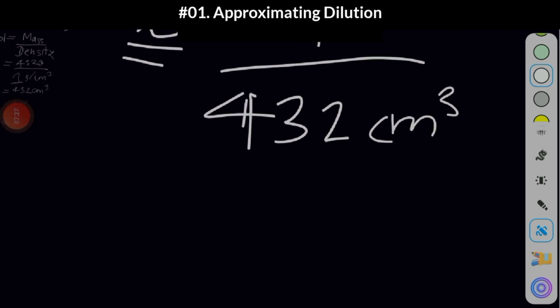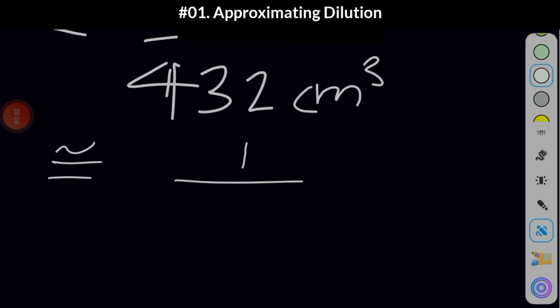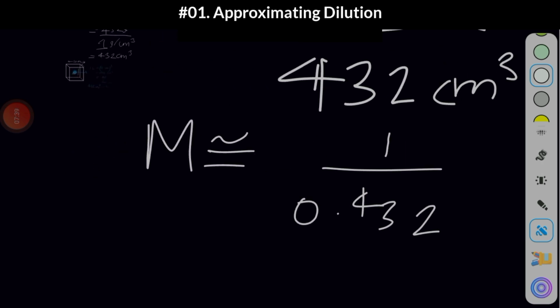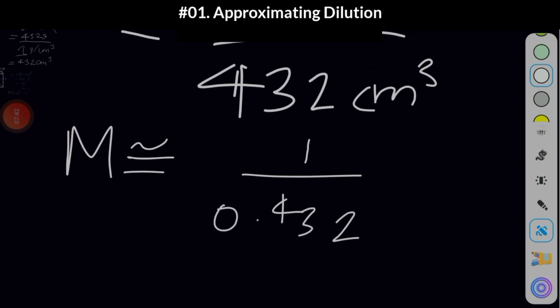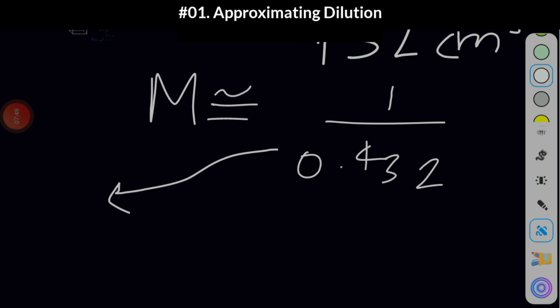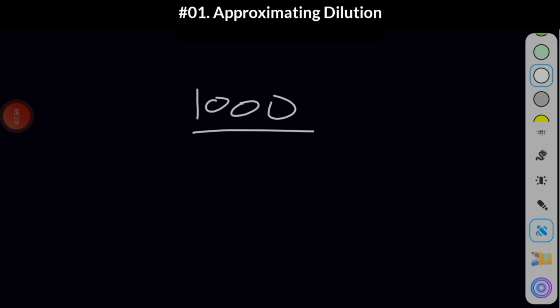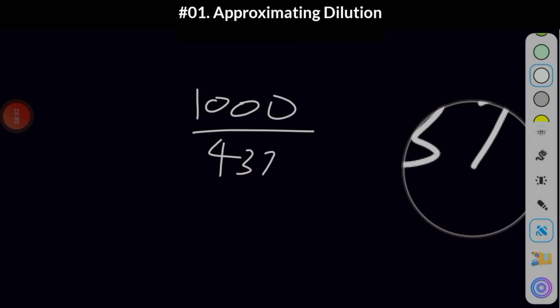Let's use it in here. We can say this is equal to 1 upon 0.432. This is in mole, this is in liter, so this will be our molarity. Now you just have to calculate this, but I'll also show you how to do that. So let's zoom in. What we are doing is 1 over 0.432, which is basically 1000 upon 432.